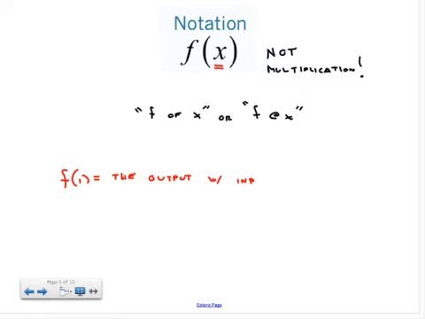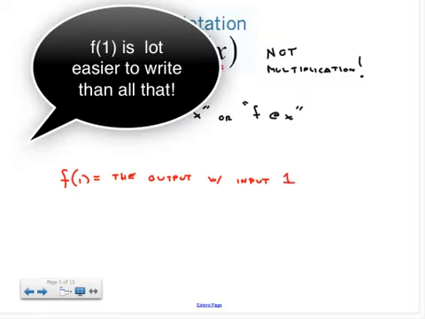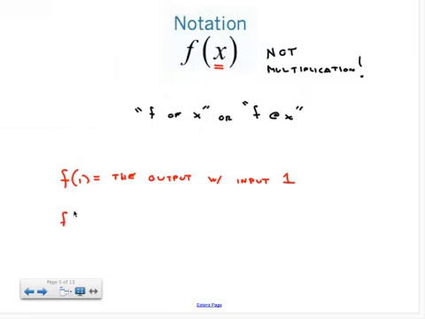Now, it could be a numerical answer, obviously, but if we just want to talk about it symbolically, that's how we will do it. We can sometimes plug in words into functions, because functions don't have to be necessarily mathematical or numerical. We could plug in Chevrolet, for example, into our function, whatever our function is going to do. And so what would that mean? That would mean the output with the input of Chevrolet.